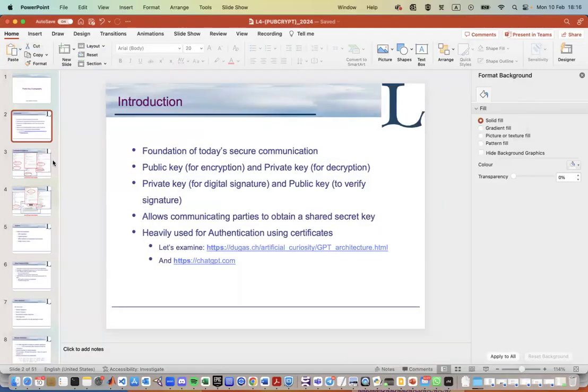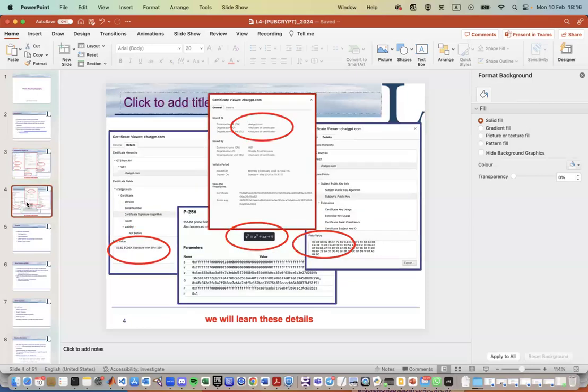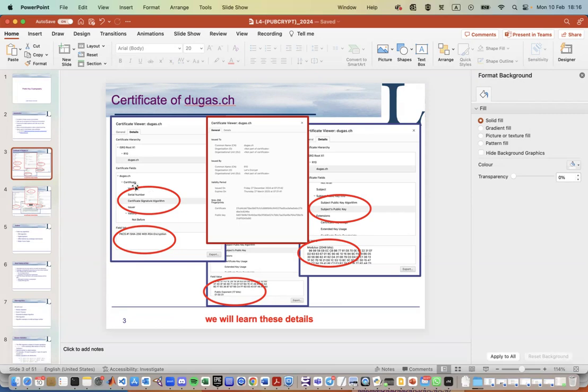So let me go back. These slides will be available right after the lecture. I also focus on these fields, which I just demonstrated to you. What we will learn essentially during today's and tomorrow's class are these details, so that you are able to understand what modulus means, how modulus and exponent coexist, and how the algorithm works.